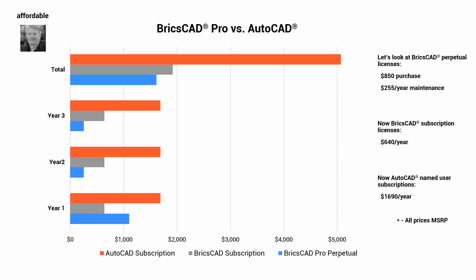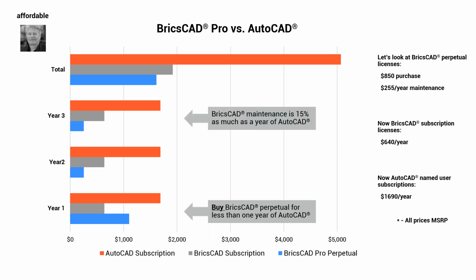Now, let's draw a few conclusions right now. The first thing being, you can buy a BricsCAD perpetual license and pay for your first year of maintenance for substantially less than it costs you to rent AutoCAD in 1 year. So right away, in year one, you're ahead of the game. You're already saving money with BricsCAD in year one. What about years two, three, and on down the road? Well, BricsCAD maintenance is about 15% the amount of a year of AutoCAD rental. So in year two, year three, you're really, really, really saving money with BricsCAD.